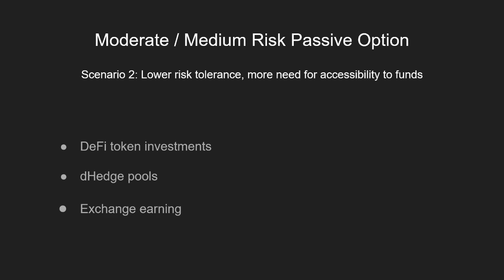Next, we're going to be covering a medium risk passive option that might present more of an ability to access funds without much impermanent loss that you might experience when borrowing in something like Compound.finance. For this example, we're going to be using DHedge, which is a decentralized hedge fund aggregate on the Ethereum blockchain. I did add exchange earning, but this is not technically a decentralized finance option, and it includes some risk as it is on a centralized server rather than a blockchain smart contract. This presents its own unique risk when compared to the risk of a smart contract.